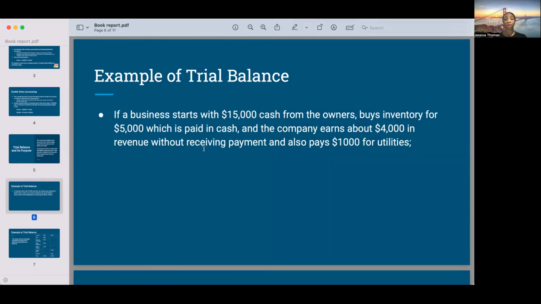An example of a trial balance would be supposing the business starts with 15,000 capital brought in by the owners, and then they buy some company equipment, maybe chairs or computers, and they spend about 5,000, which is paid in cash. And then over a period of time, they acquire about 4,000 in revenue without receiving payment, while also paying $1,000 in utilities.